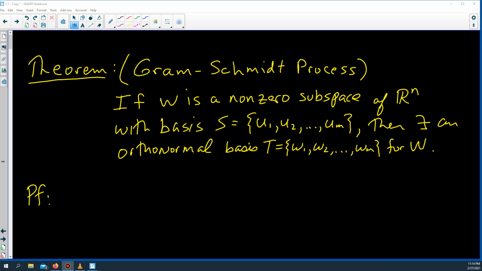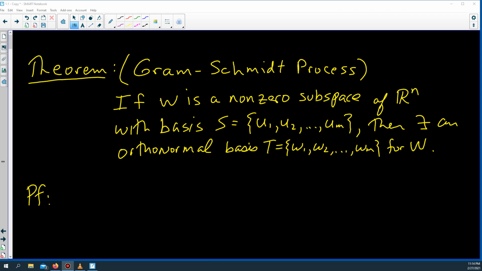In this video, we're going to prove the theorem entitled the Gram-Schmidt Process. Since it's a process, the type of proof is called a constructive proof. Now basically, we have W, a non-zero subspace of Rn, with a basis S. Once you have that basis S, then there exists an orthonormal basis T for W.